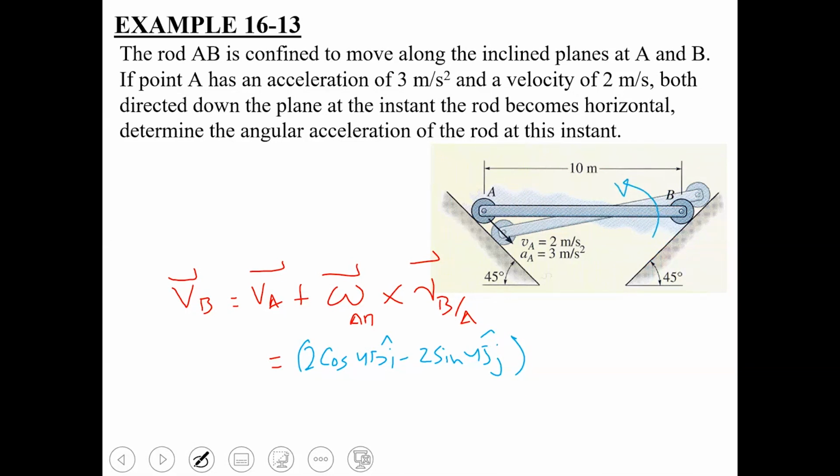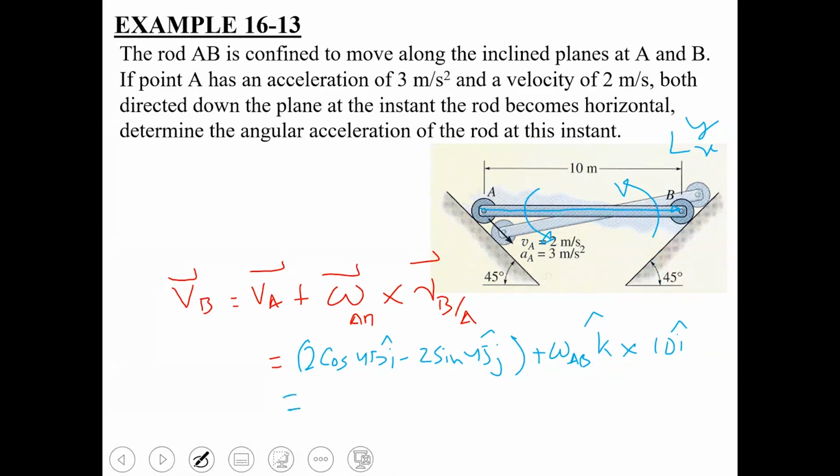Okay, what about omega AB? Can you identify this omega's direction? Yes sir, counterclockwise. It is counterclockwise, so we can write it here as omega AB k. And what about RBA vector? Sir, 10 i hat. So it is going to be this vector, and it has a magnitude of 10 units directed towards the positive x-axis if you are using conventional xy coordinate system. So it is going to be 10i.